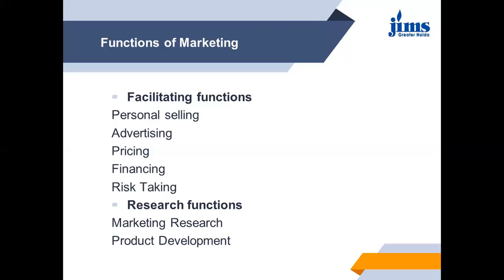Then is the function of pricing, which is fixing a money value for every commodity. No commodity comes free. Every customer has to pay some price for the commodity he purchases so that he can derive satisfaction out of that. So price is the monetary value fixed for every commodity. There are several factors while fixing prices of the commodities, which we'll be covering in the later units of the syllabus. Then is financing.